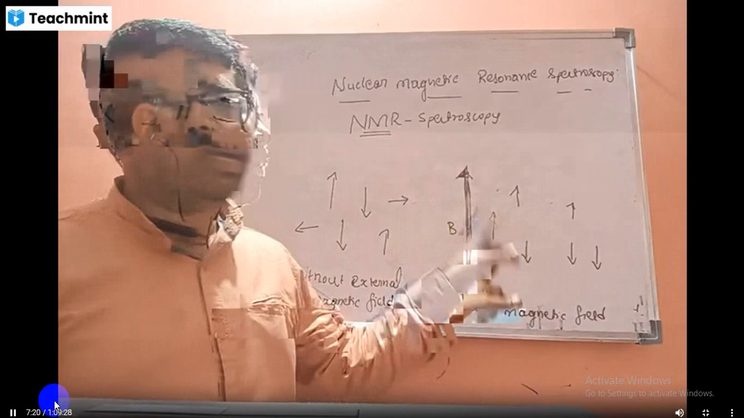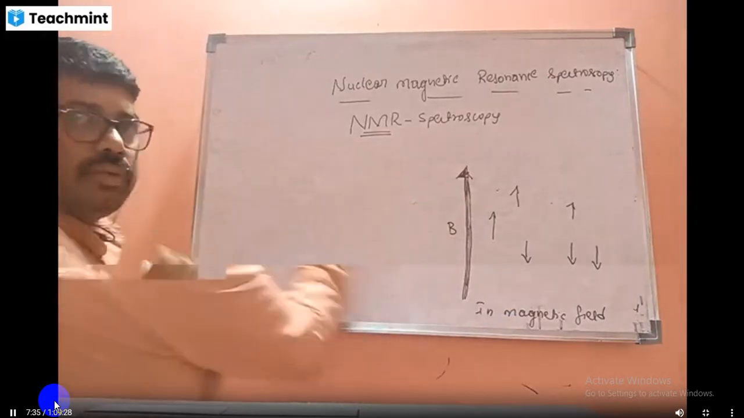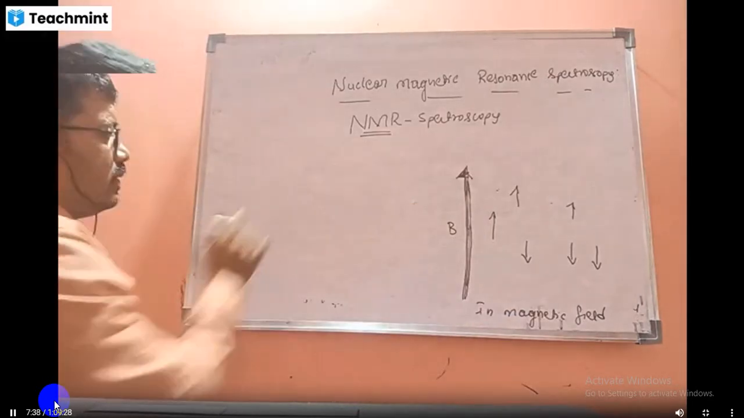The nuclei aligned with the field are in the alpha state, and those opposite, against the field, are in the beta state. So in the presence of a magnetic field, the energy splits into two states: the alpha state and the beta state.